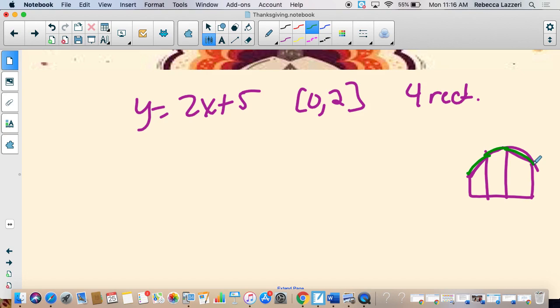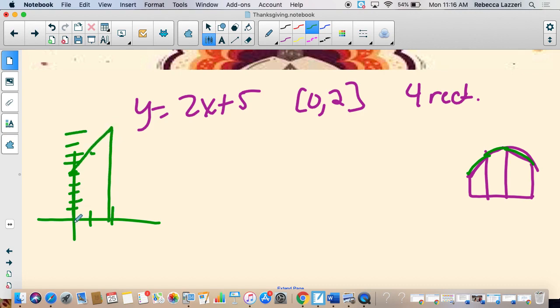So anyway, 4 rectangles. So y equals 2x plus 5. And we're going from 0 to 2, which takes me to 7 and then to 9. So we have this. By the way, if somebody asks me to find the area under that and they don't tell me that I have to do a certain thing, I would just find the area of that trapezoid. We'll compare that in just a minute and see how good our estimate is, okay?